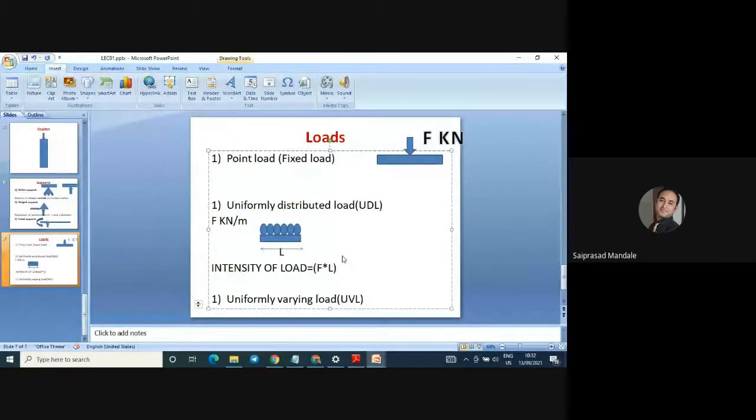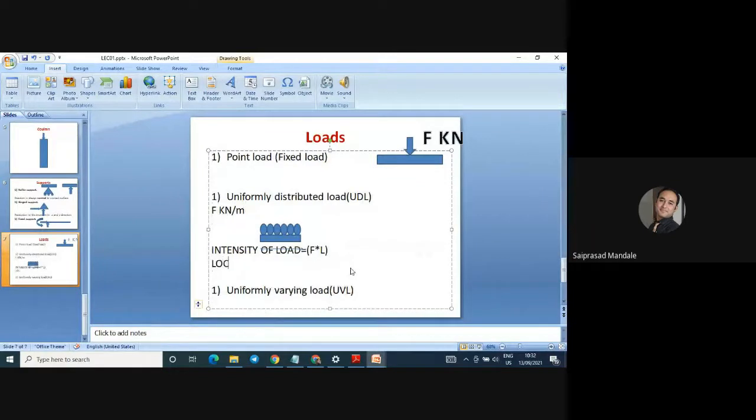And if somebody asks you what is the location of the intensity, it is equal to L by 2. Okay.